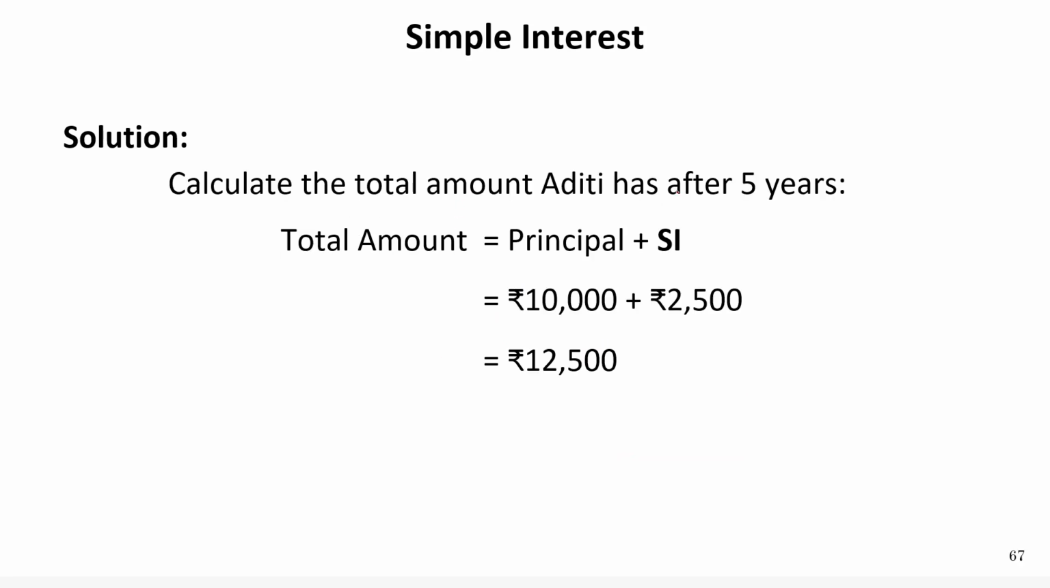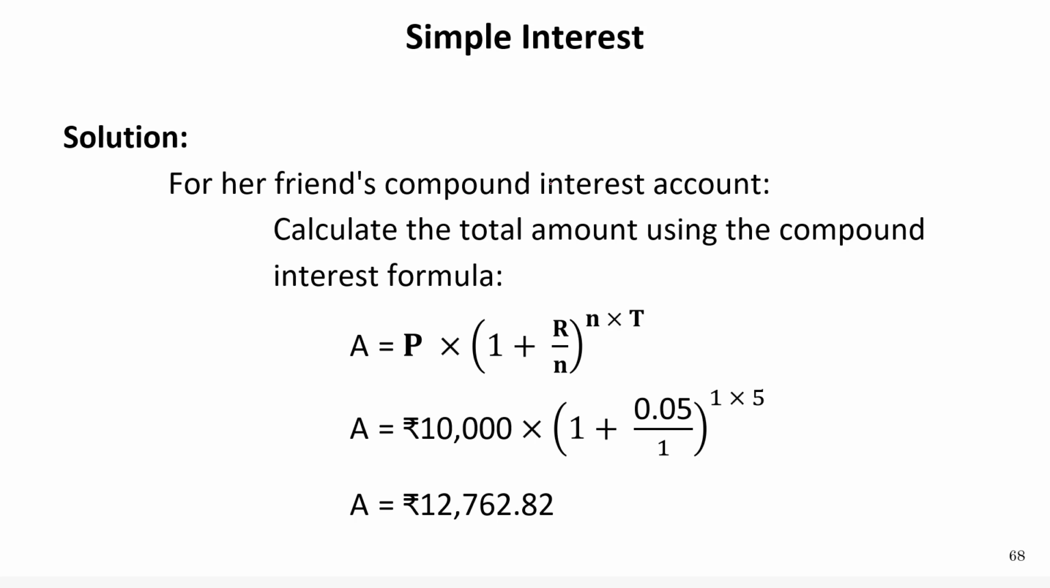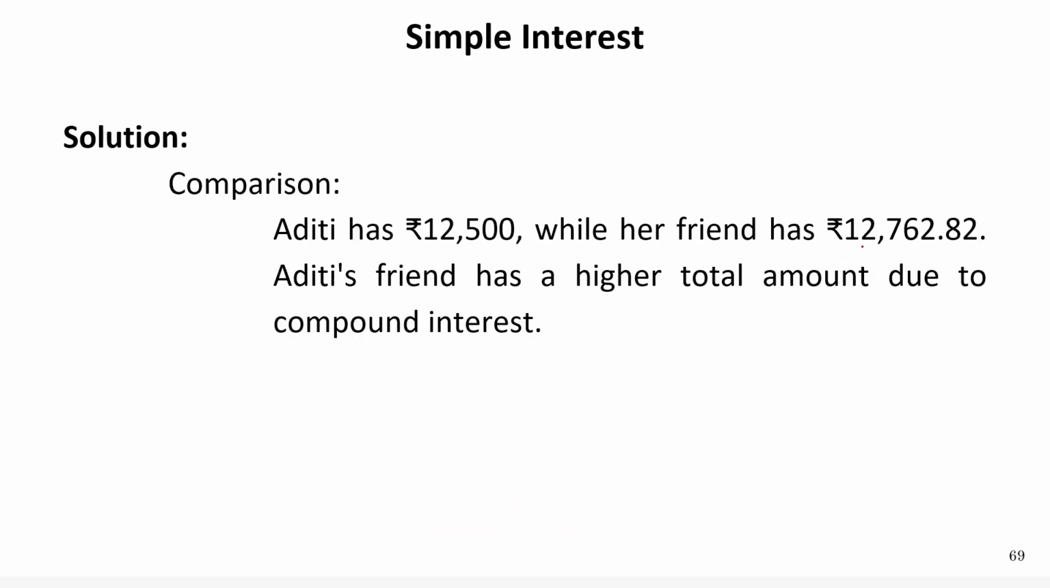So calculate the amount Aditi has after 5 years. It will be 12,500, right? Because the principal amount plus SI is equal to 12,500. So her friend's compound interest account will have A is equal to P into (1 plus R by N) whole power N into T. Since the compounding is done annually, N is equal to 1 here. So A is equal to 10,000 into (1 plus 0.05) whole power 1 into 5, which is equal to 12,762.82. So the difference will be what? 262.8. Okay. So Aditi's friend has higher total amount due to compound interest.